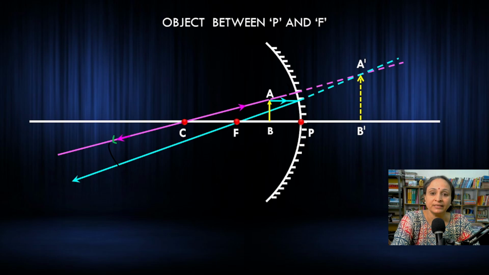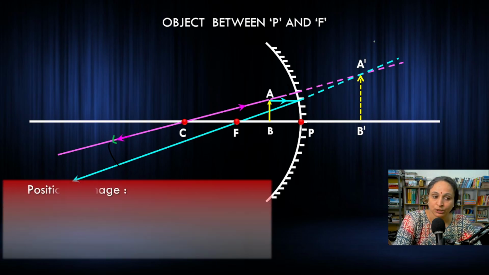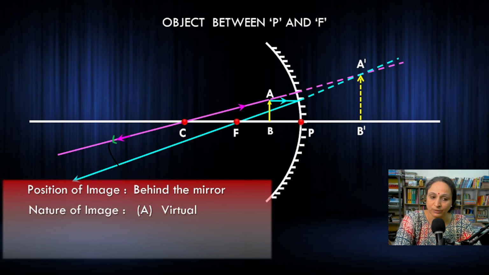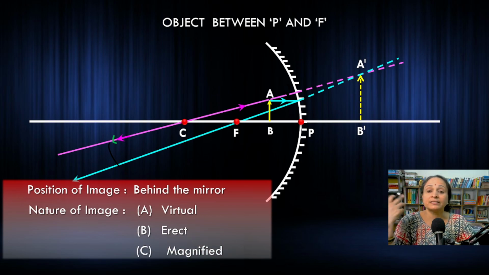They appear to meet at the point A dash and the image which is formed is erect. The image is standing upright, not inverted. The size of the image is larger than the size of the object. And again, it is formed beyond the mirror, and they are not actually meeting. So the nature of the image is virtual. Let's talk about the position of the image. It is behind the mirror. Nature of the image: it is virtual, erect, and also magnified. Magnified means the size of the image is larger than the size of the object.